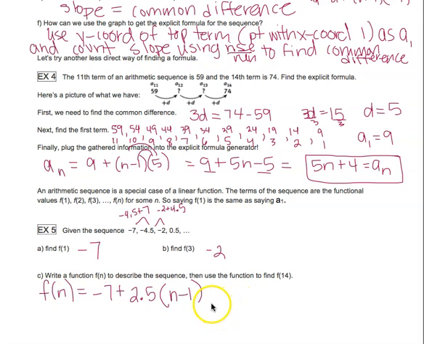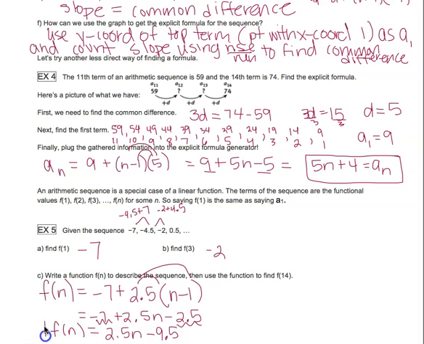This would be my function. Again, sometimes you'll be allowed to leave it just like that. Here we're going to go ahead and practice our distributing. So 2.5n, 2.5 times -1 is -2.5. And so then these like terms right here, I have 2.5n, and the -7 minus 2.5 would be minus 9.5. So this would be my function.